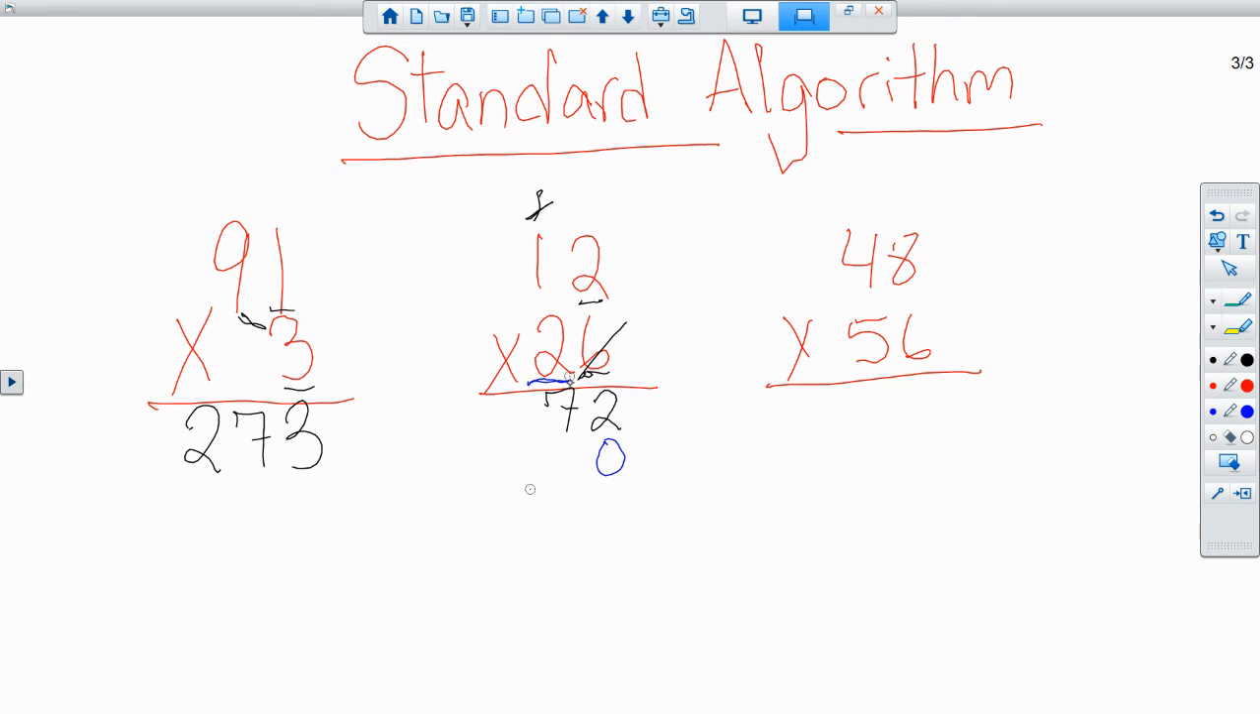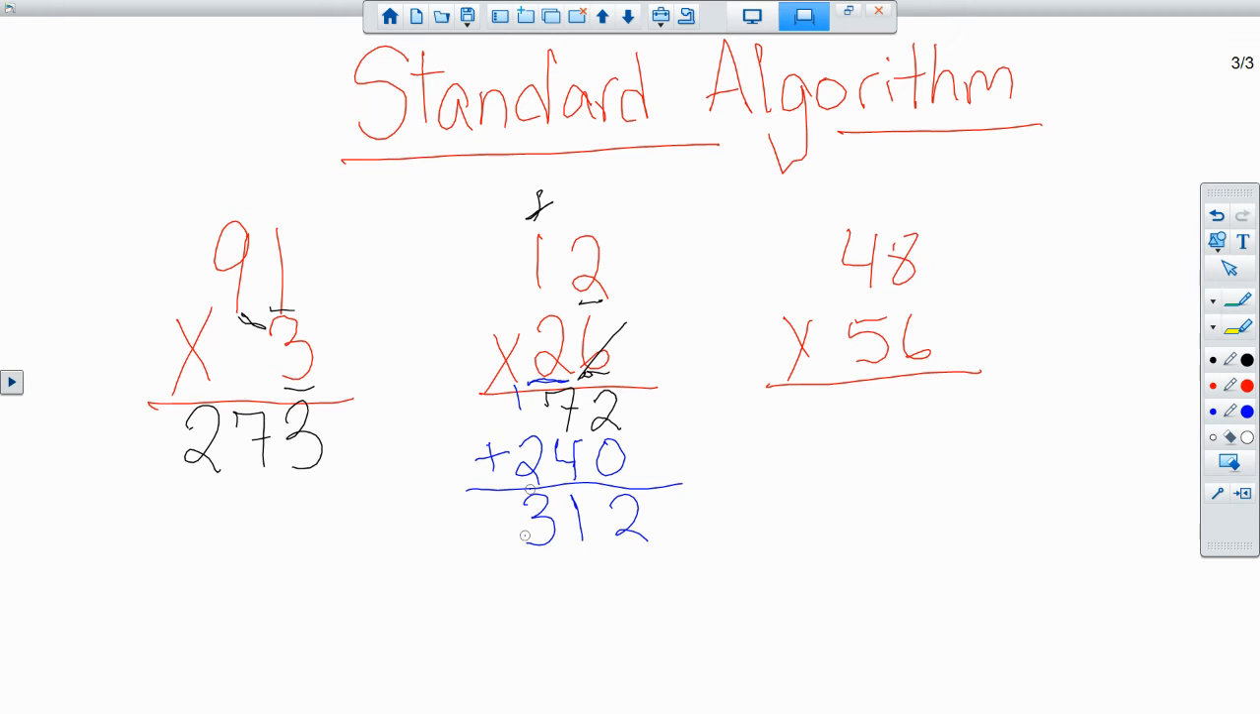So 2 times 2 is 4. So I'm going to write that right down below. And 2 times 1 is 2. I didn't have to carry anything to multiply my 2 out. So now I have 2 answers. So in order to solve the problem, I'm going to have to add those answers together. 2 plus 0 is 2. 7 plus 4 is 11. And 1 plus 2 is 3. So I have 312 as my answer.